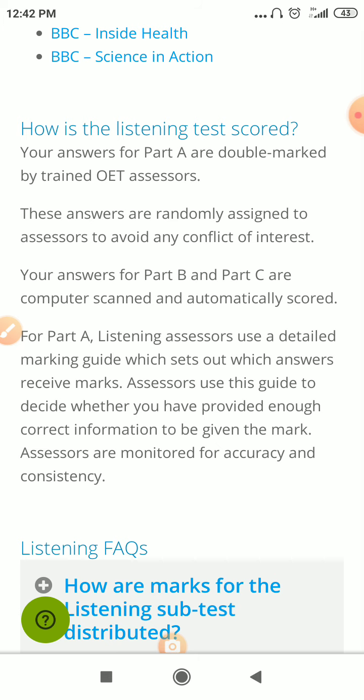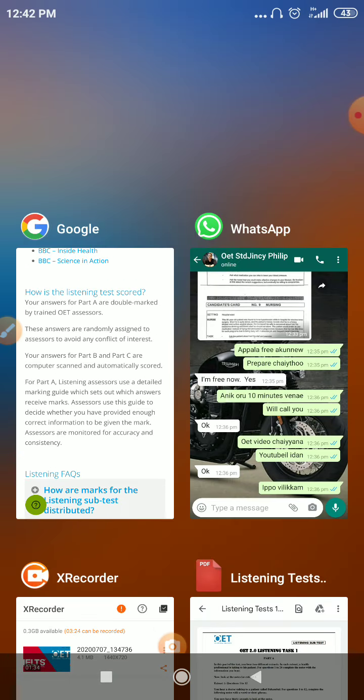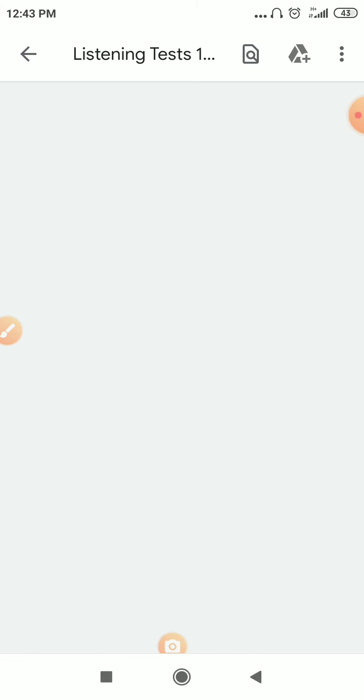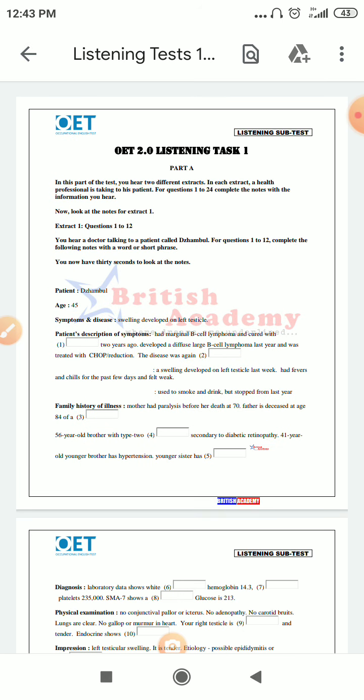The scores are not written here, but I can give some other examples for you. This is a listening test. This is the question paper. This is a model. You need to have a look through this.